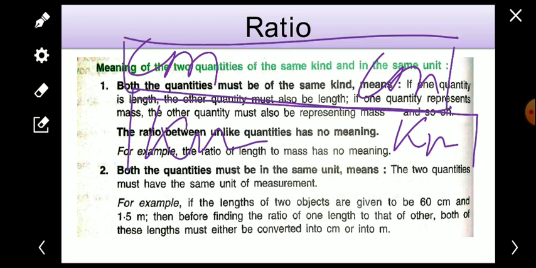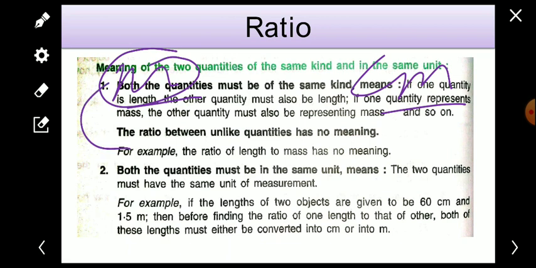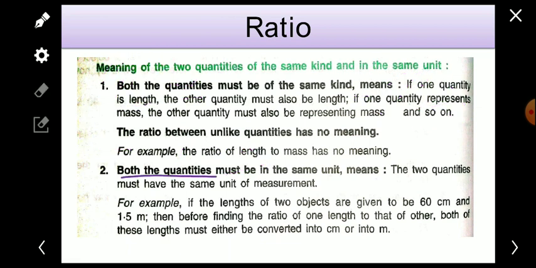So quantities should be of the same kind, and second, the units should be the same. If units are different, then we will convert the units to make them the same. Suppose one is given in meter and one in centimeter, both are length only, so the quantities are of the same kind but the units are different, so we will make them the same. We can convert meter into centimeter, and we know how to convert, so we make it the same, and then we find the ratio. I have already explained this.